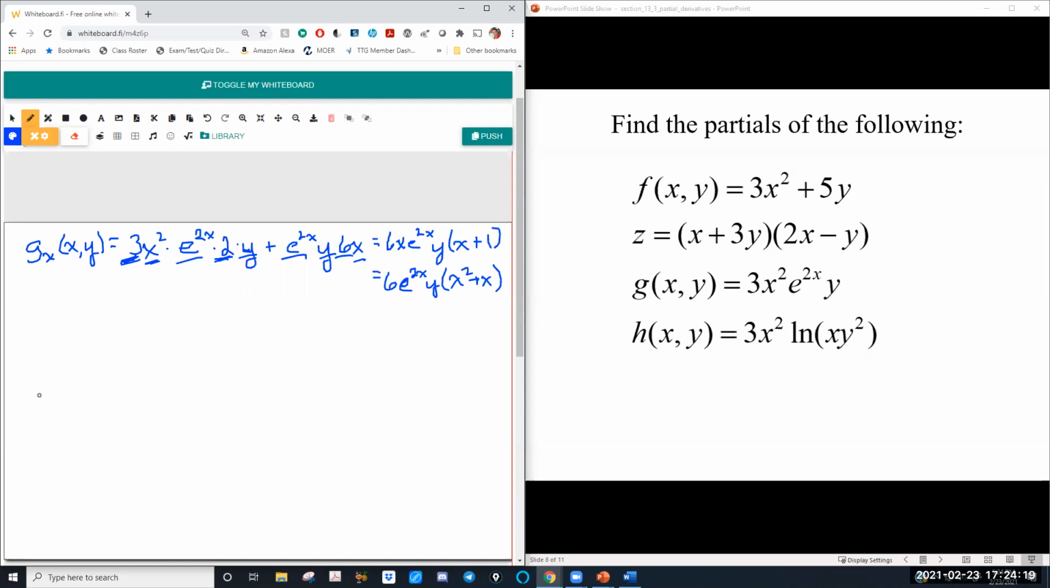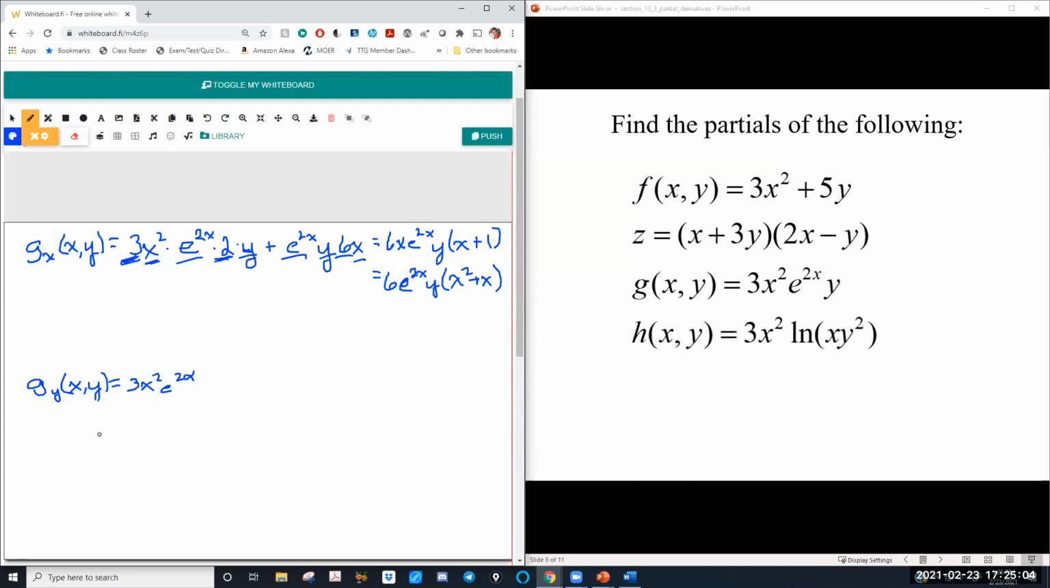Okay. Let's do the partial with respect to y. This one actually works out pretty nicely because there's only the one y term in here. So remember, this is all a constant. So the derivative of a constant times y is just the constant. So our partial is just going to be 3x squared e to the 2x. The e to the y goes away because of the derivative. That is our derivative of g with respect to y.